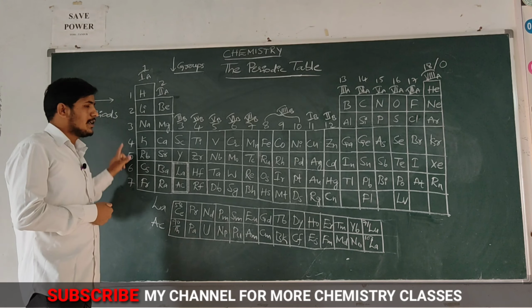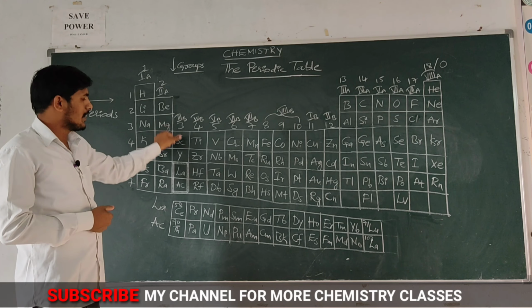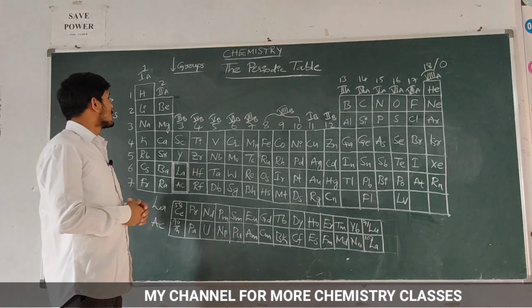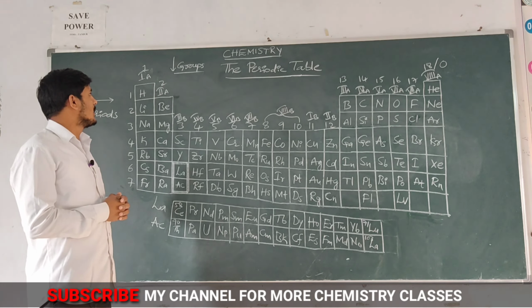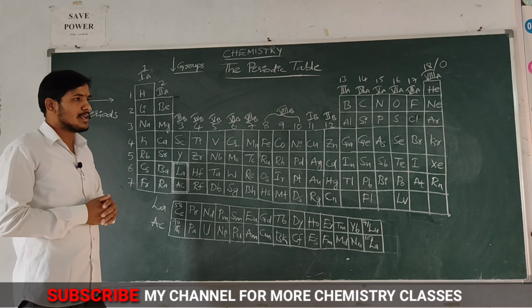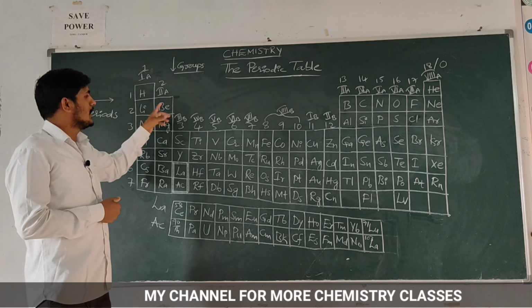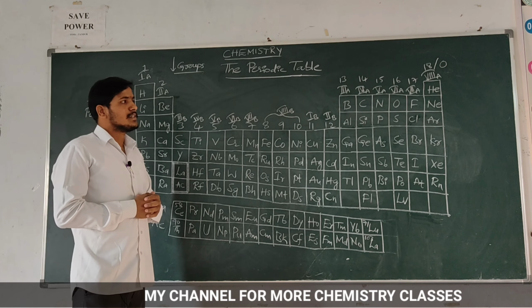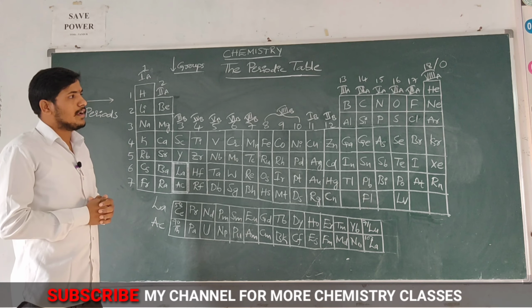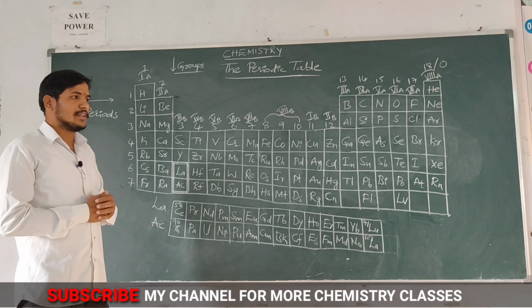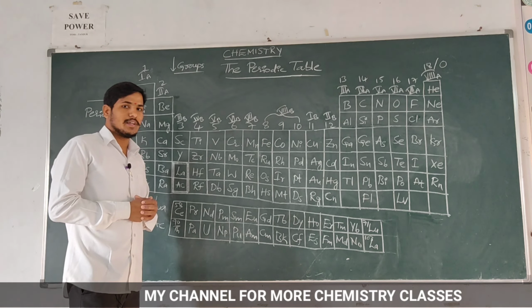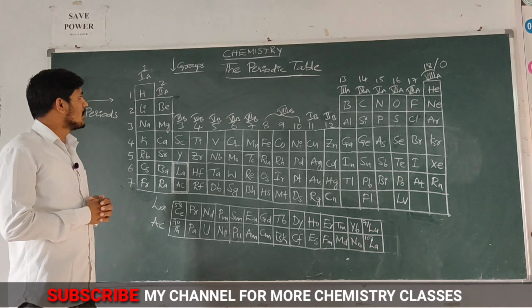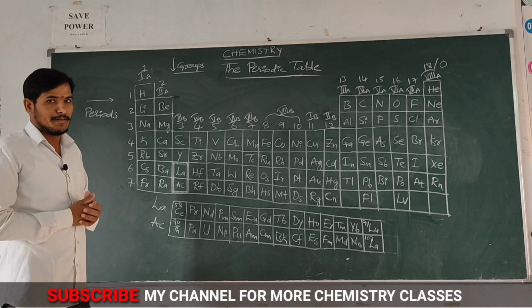In groups, the vertical columns in the periodic table are called groups. Groups are numbered from 1 to 18. In olden days they were indicated with Roman numbers 1A, 2A, 3A, 4A, 5A, 6A, 7A and 8A or zero group elements. Nowadays, according to IUPAC, they are indicated with Arabic numbers from 1 to 18.